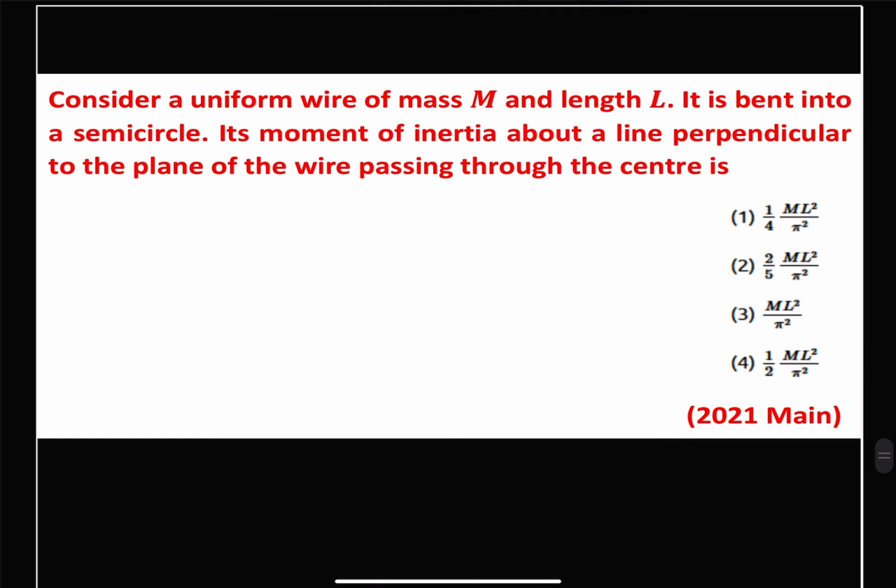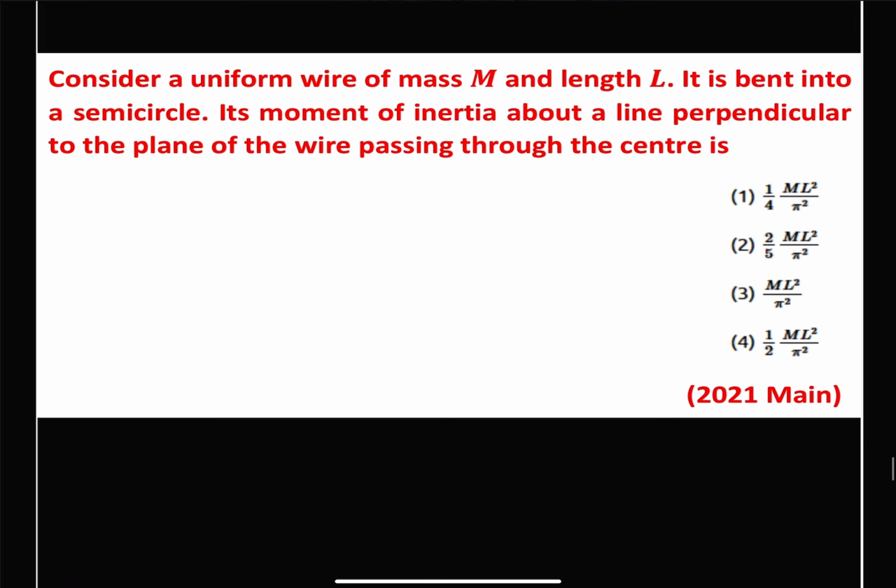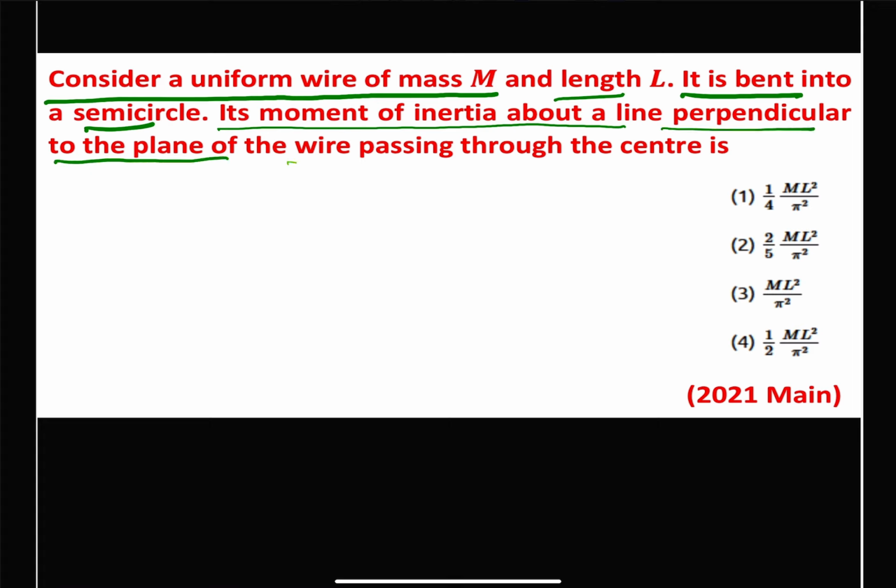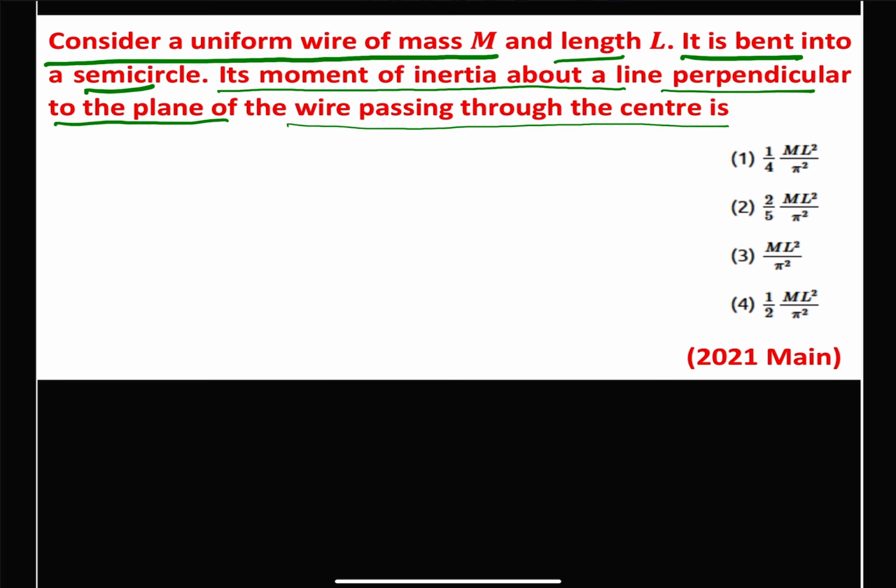It states that consider a uniform wire of mass m, length L. It is bent into a semicircle. Its moment of inertia about a line perpendicular to the plane of the wire passing through its center is. Okay, so we have a wire which is bent to form a semicircle. So first of all, let us try to understand the geometry of the semicircle.